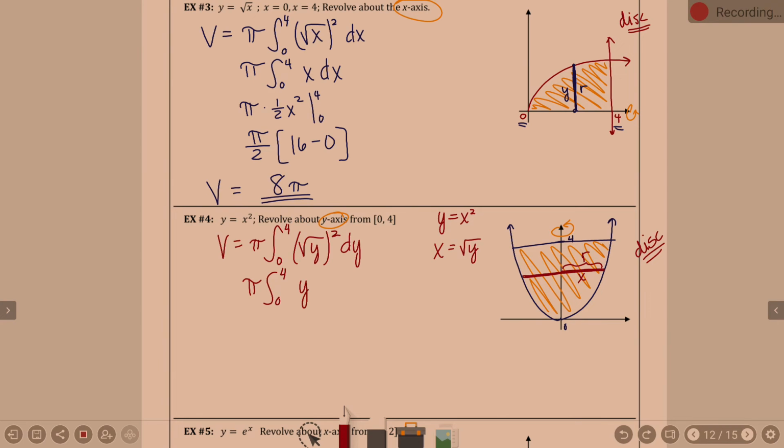We won't talk about the fact that I worked through it and didn't realize it until the end, but I was like, wait, this is really looking familiar. So, pi times 1/2 y squared from 0 to 4. Pi over 2 times 16, which is 8 pi.